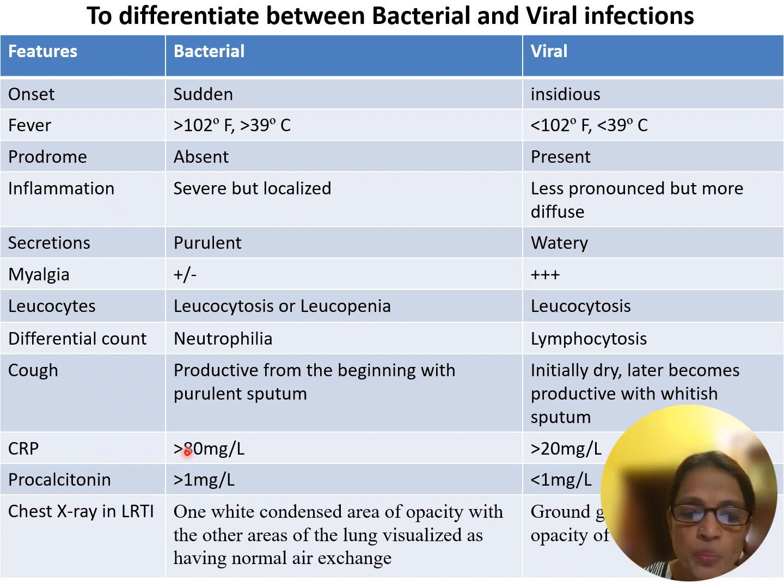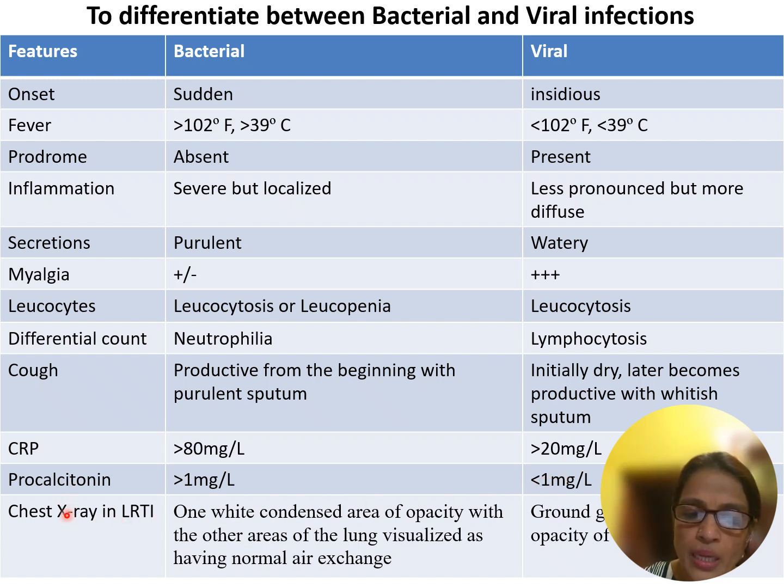So, CRP is raised to a greater extent, that's more than 80 milligram per liter or so, while in viral infection, it is less pronounced. So the CRP is around 20 milligrams per liter. Now, procalcitonin, which is a marker of bacterial infection, is more than 1 milligram per liter in bacterial infection and less than 1 milligram per liter in viral infections.